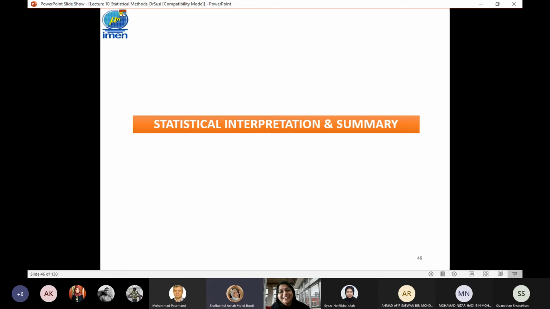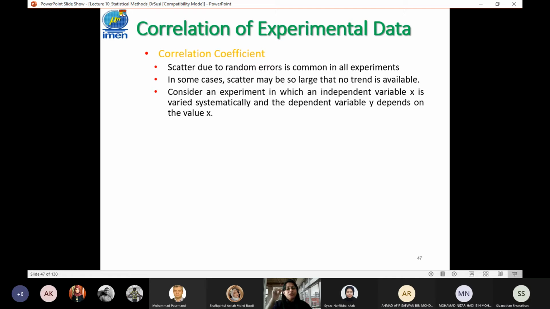Good, Doctor. Okay, so we move on to statistical interpretation and summary. This looks like it's more relevant to most of us. Correlation of experimental data. Just now was an overview if you are using Gaussian, Poisson, or binomial. But I think normally what we do is correlation of experimental data using regression. That is what normally we use in IMEN.